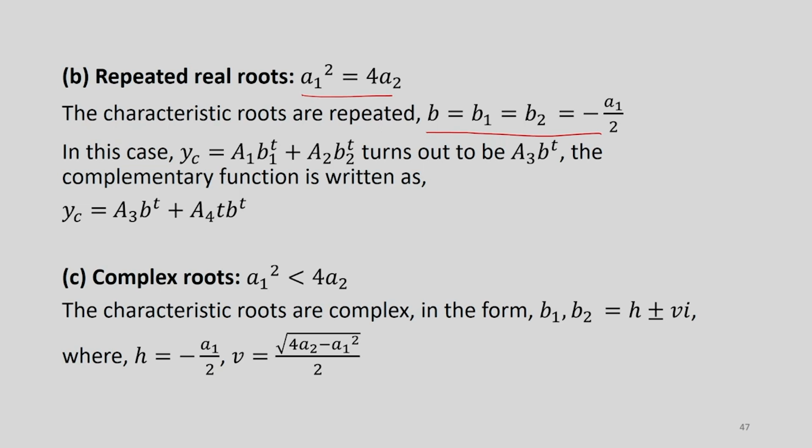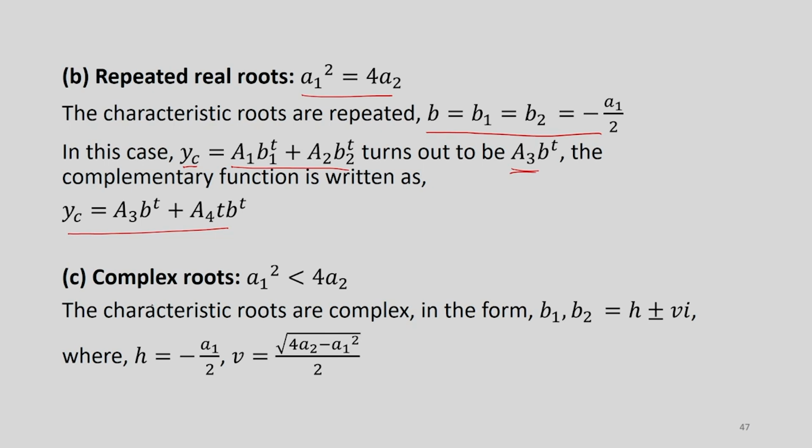In this case, yc, that is the complementary function, is equal to a1 b1 to the power t plus a2 b2 to the power t, and since b1 and b2 are same, this can be written simply as a3 b to the power t. And in this case, the complementary function is actually written as this: yc is equal to a3 b to the power t plus a4 t multiplied by b to the power t, where like before a3 and a4 are arbitrary constants which can be found out if we are given the initial conditions.